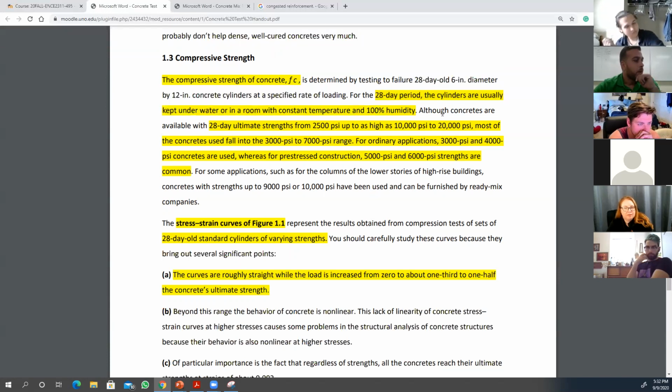Okay. Although concretes are available with 28-day ultimate strengths from 2,500 psi up to as high as 10,000 psi, imagine, to 20,000 psi, most of the concretes used fall into the 3,000 to 7,000 psi range. Like you see in my concrete receipt, we use around 3,000 to 7,000 psi in regular construction. But if you are working on, let's say, airport construction or bridge construction, or skyscrapers, tall high-rise structures, then you need to go to 10,000 psi.